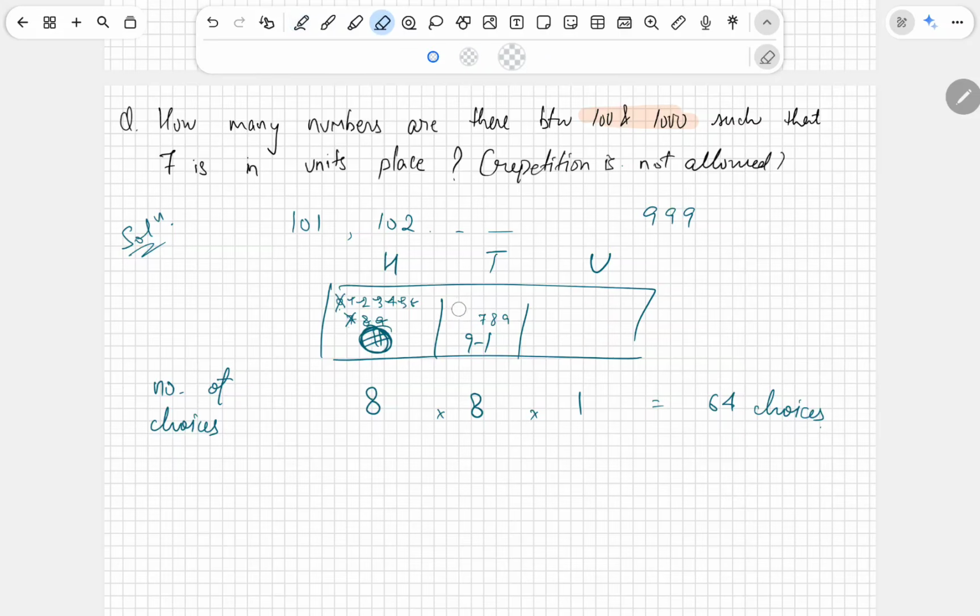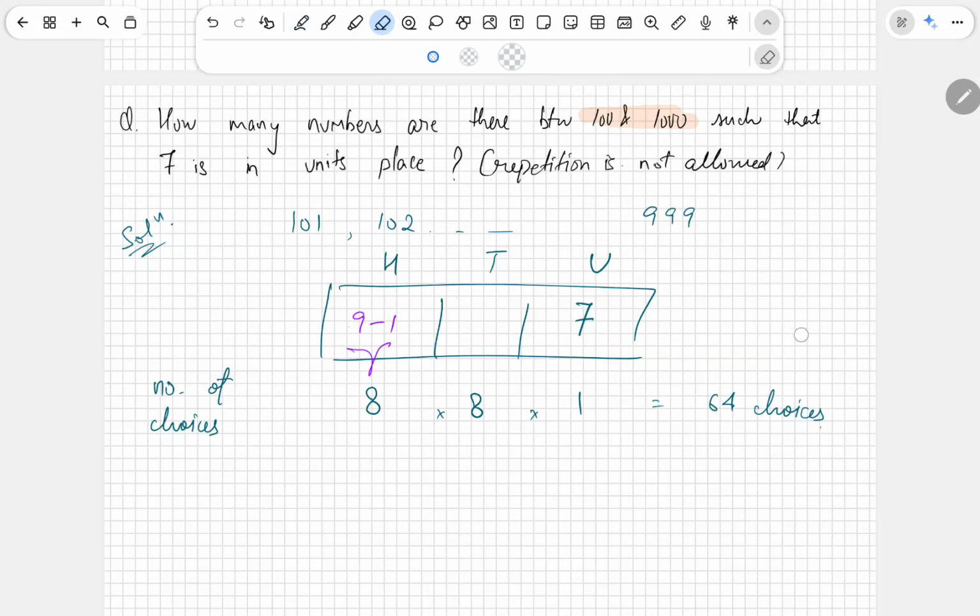I'll explain this question once again. Let's have a look at this. The question says 7 is in the units place. So 7 comes in the units place. Now out of 10, 7 is gone. How many are left? 9. Out of 9, I cannot put 0. So 9 minus 1 is 8.